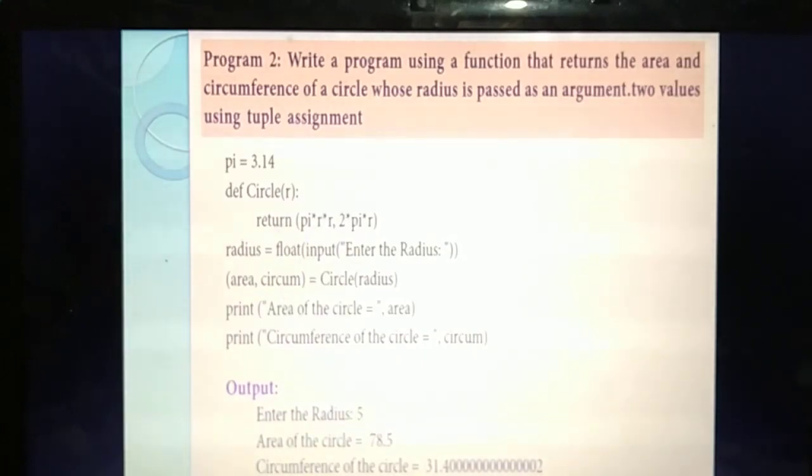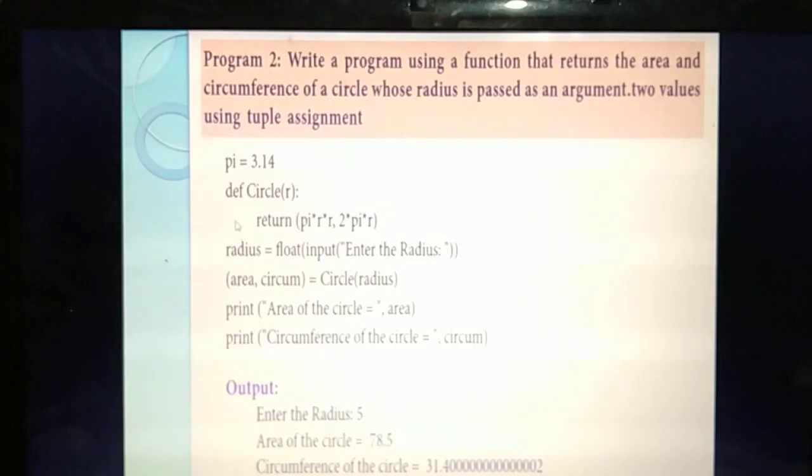So first, this represents the area of a circle, pi r square. So pi into r, comma. Next, the circumference of a circle, 2 pi r. Understand? So inside the function, this function will return two values, multiple values. Okay, what are the values it will return? Area of a circle as well as circumference of a circle.